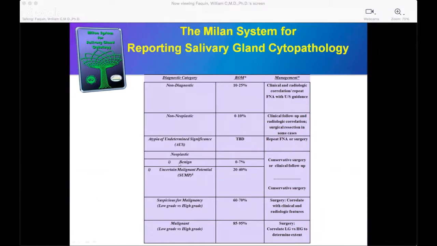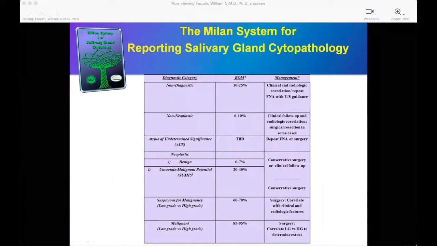For the neoplastic category under benign, generally these are going to have conservative surgery or clinical follow-up. And for this uncertain malignant potential category, you can see that the risk of malignancy is going up gradually. This has a risk of malignancy in the 20 to 40% range, and generally most of these patients will have some kind of conservative surgery. Most of the malignancies in this category are going to be low-grade carcinomas. Moving up to the suspicious for malignancy category, the risk of malignancy goes up to 60 to 70%.